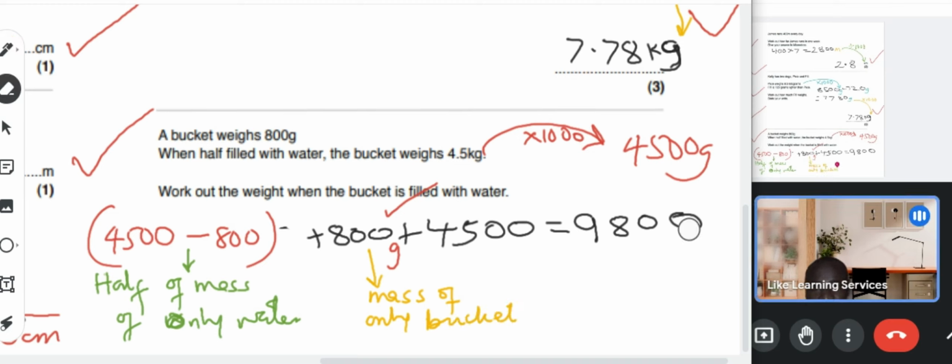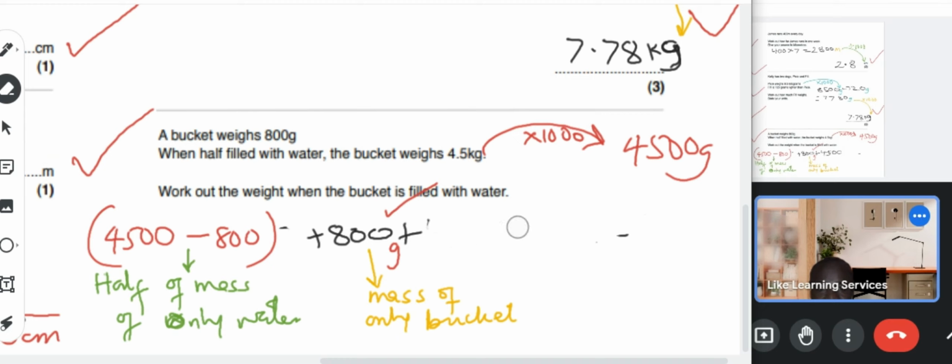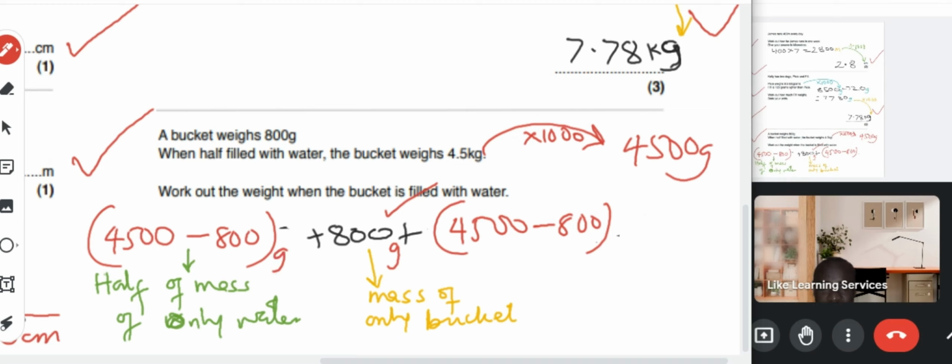And so you still need to do it here. This one will still be 4,500. Let me now write it in the same color with the other one. This one will still be 4,500 minus 800. Please let me be sure you understood what I did.